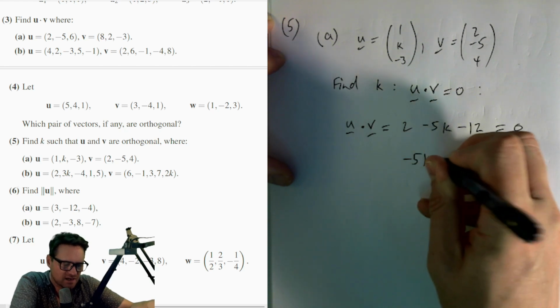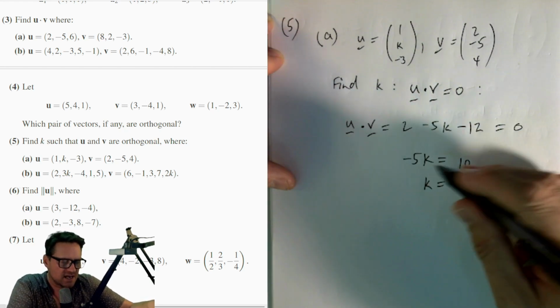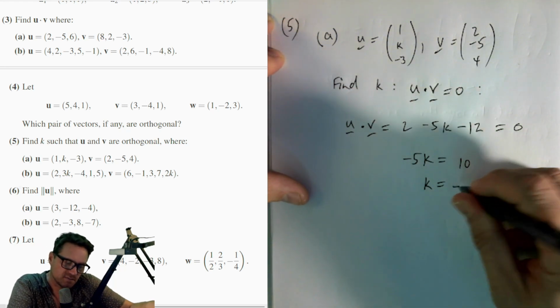So minus 5k equals plus 10. So k is equal to 10 divided by minus 5, which is minus 2.